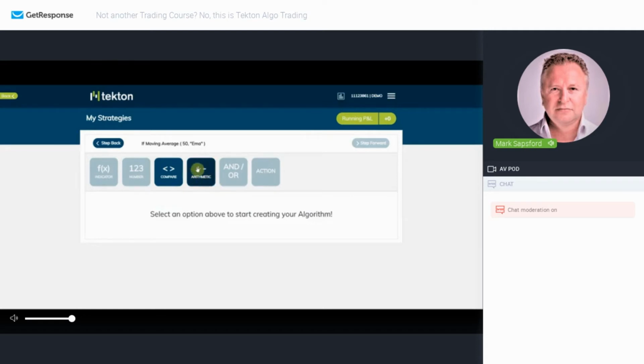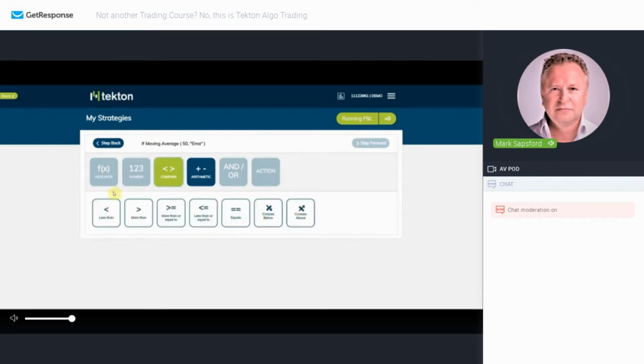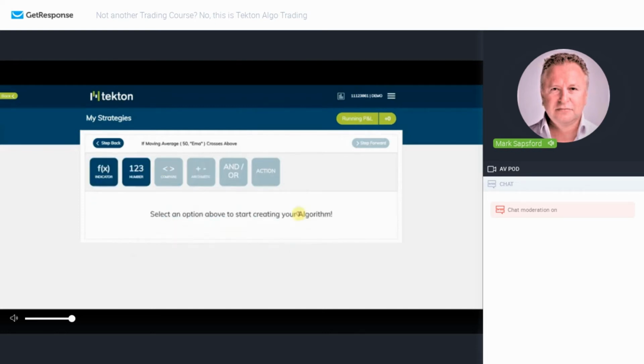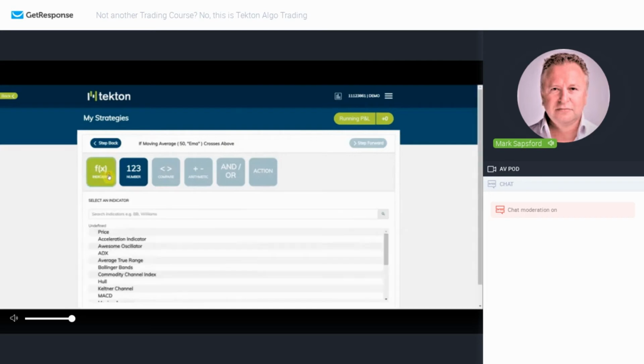This would be used for putting numbers in. So if we want to use specific pip numbers, we can. So we're going to use compare, and we have all of these control functions that we can tell whether we want it less than, more than or equal to, etc. For this one, we're going to use crosses above. So if the moving average crosses above, now we need to put the 100 EMA in.